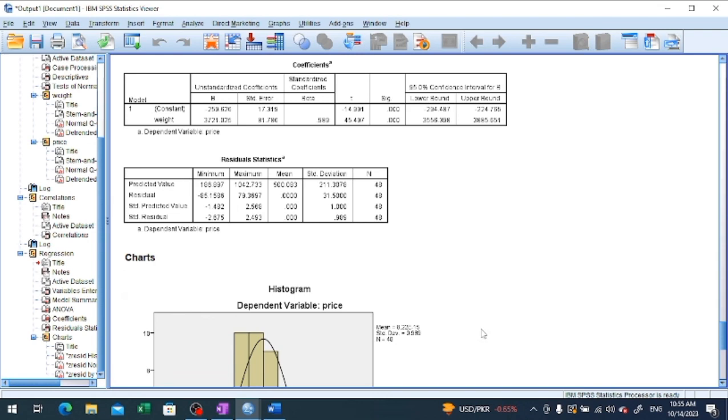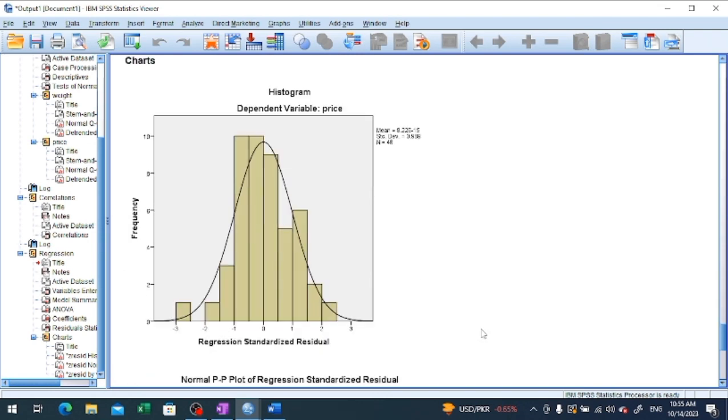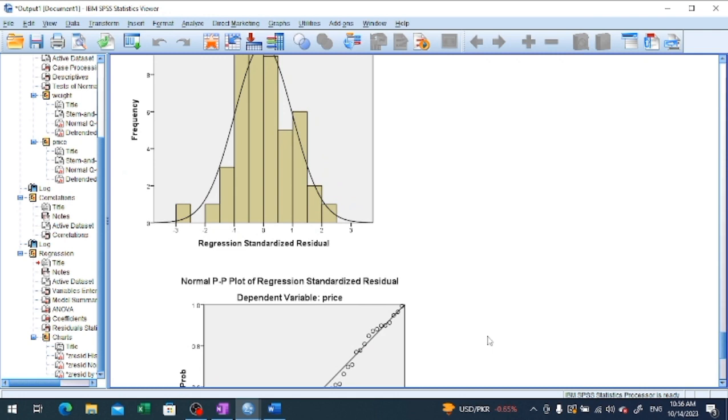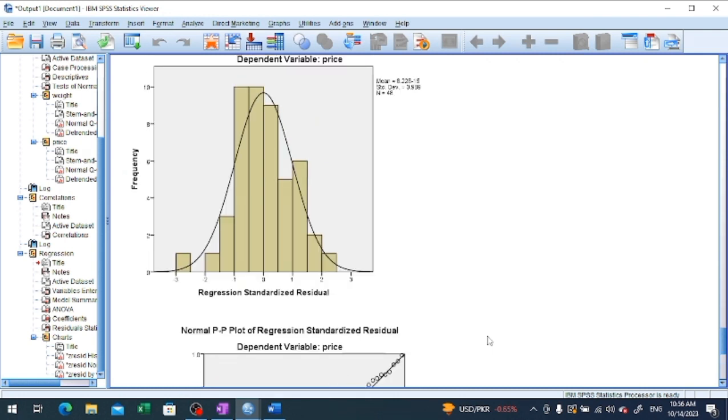Then residual statistics, again it will fulfill the assumptions. Then this histogram of residuals, and on this you can see a normal curve is fitted, so that we can identify to what extent this normal curve is a good fit on this histogram, so that we can draw a conclusion using this graph whether our residuals follow normal distribution or not.